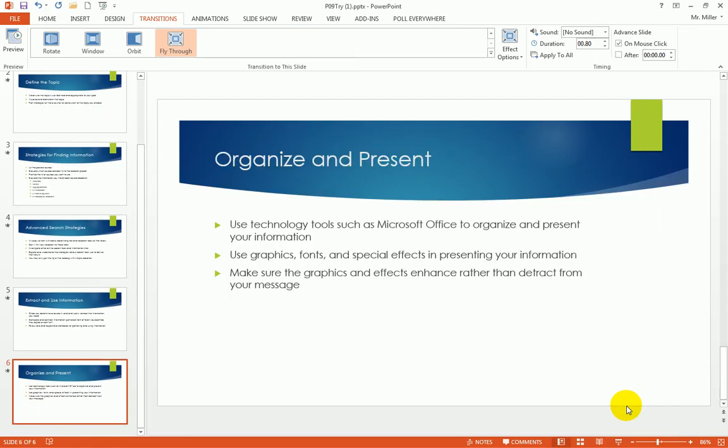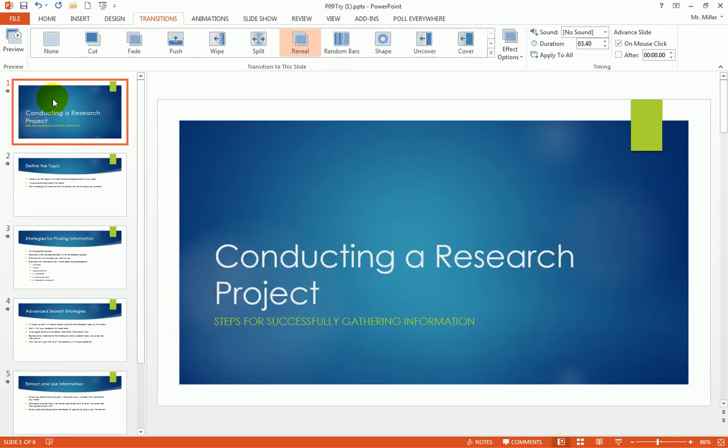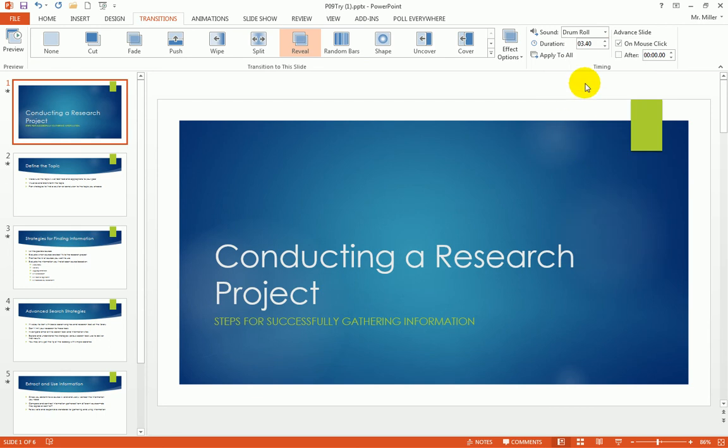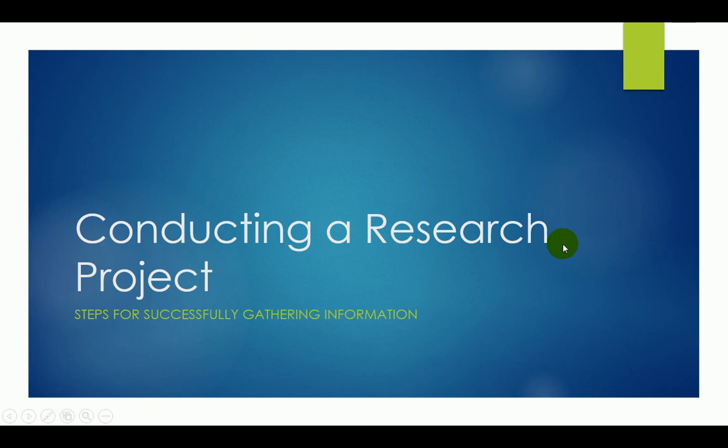All right, now we wish to add some sound effects to our transitions. So let's go to slide 1 again, and we are going to add a drum roll sound effect. So where it says sound, we come down to drum roll. You can set the duration. We will leave it as is. Okay, and now we're going to begin our presentation. And there you hear the drum roll and the transition taking place. I'm going to press the escape key.